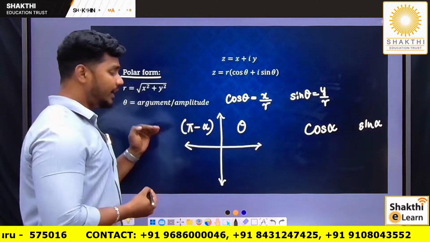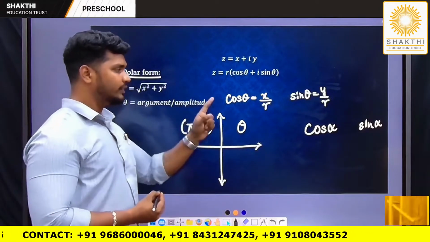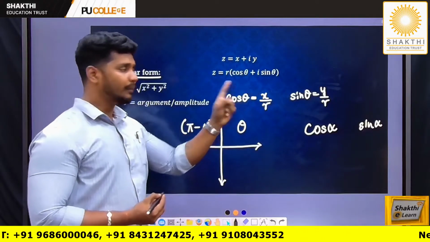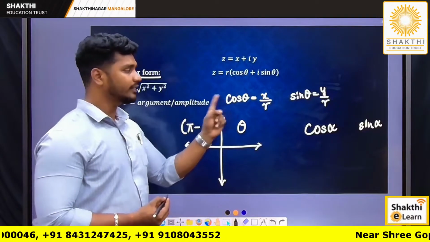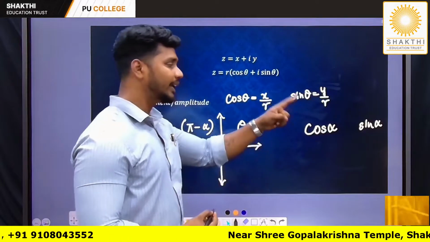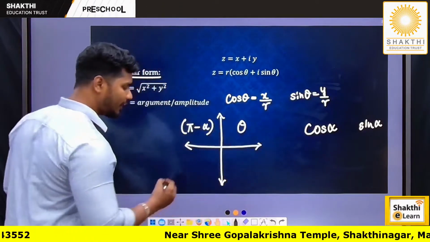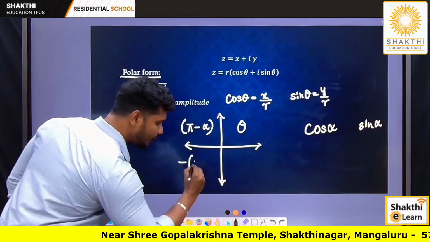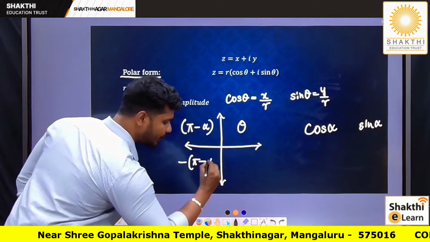The same way, in the third quadrant, you'll have both cos and sin as negative. I'll be comparing the two things. To compare the two things, I'll ignore the signs. I'll get cos alpha and sin alpha. From that, I'll get the value of alpha. Then I'm finding the value of theta. In the third quadrant, it will be minus of pi minus alpha.